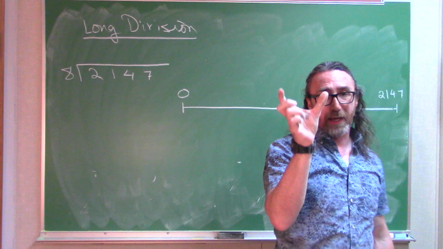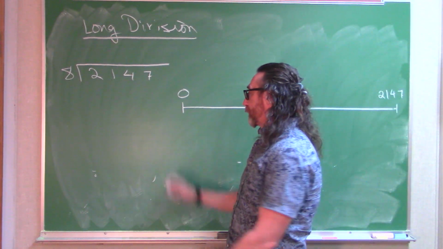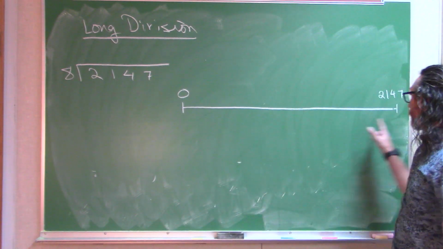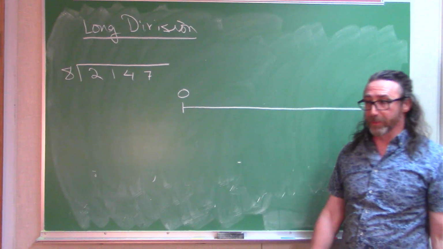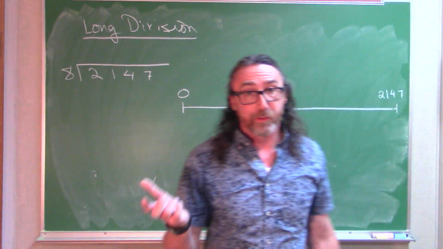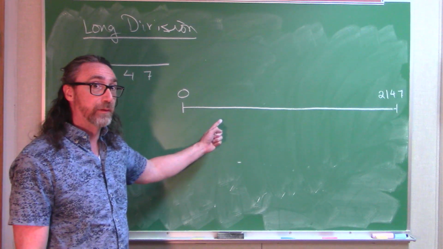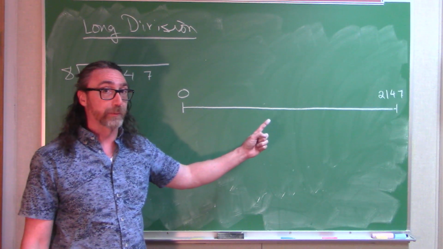So here we're dividing by 8. So we're imagining we have an 8-inch ruler, and we want to know how many times we need to lay that 8-inch ruler side to side until we can get way over here, 2,147. Now I could do this counting by 8s. I could go 8, 16, 24, 32, 40. We'd be here a while, but I could do it.